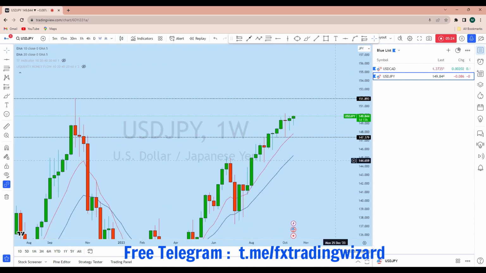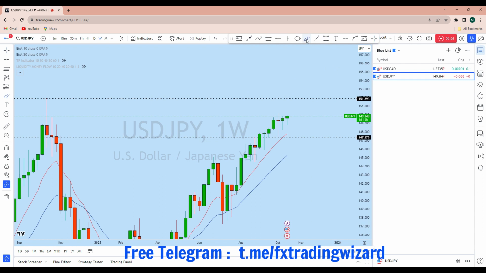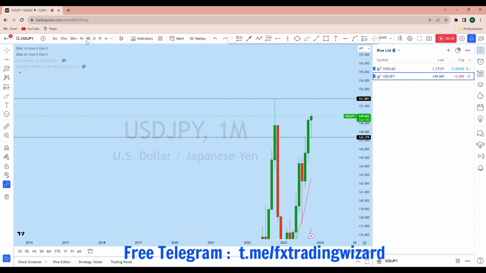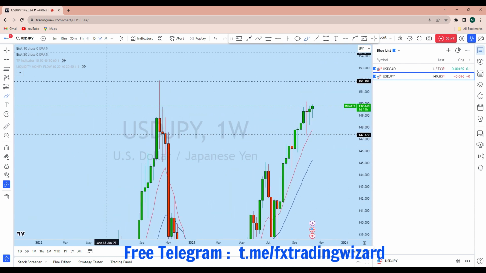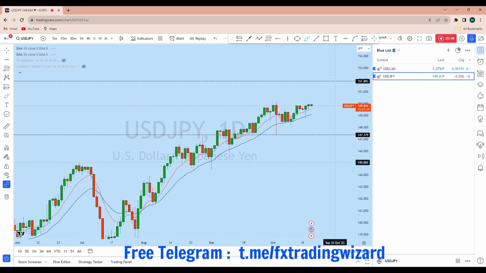Now looking at the weekly time frame, we can see that dollar yen is maintaining a series of higher lows with multiple false breakouts of the previous weekly level. That's a sign of a potential break to the upside on dollar yen, and I will be waiting for dollar yen as well to give us a lower time frame pullback for potential upside momentum.